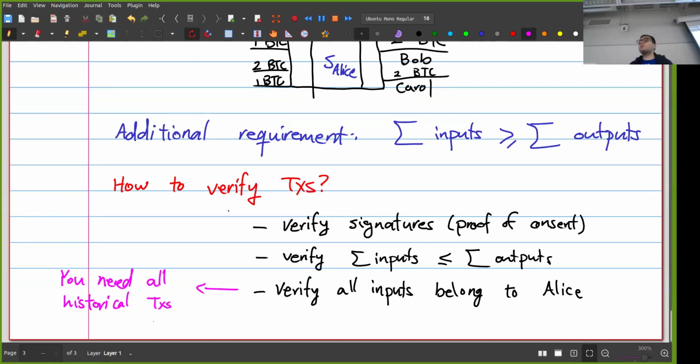By the way, this is also what's happening on Bitcoin. Every Bitcoin node knows all the transactions that have happened since 2008 when Bitcoin started. That's how they can verify that all the inputs actually belong to this person. Okay. Should I verify anything else?